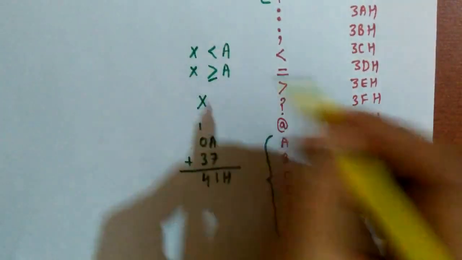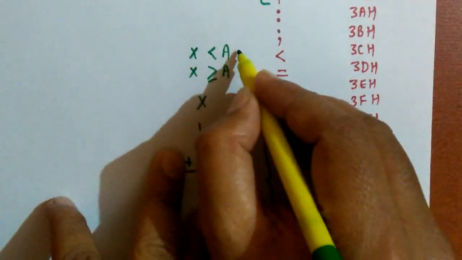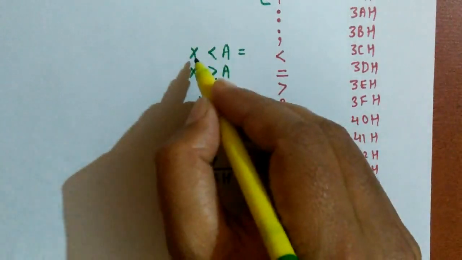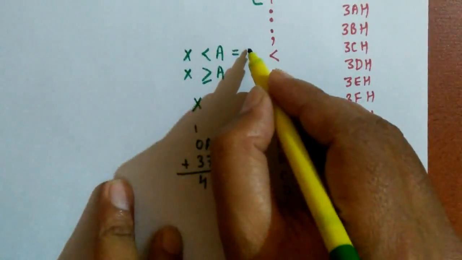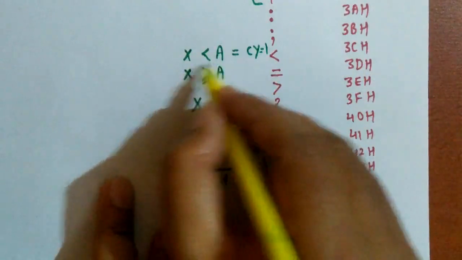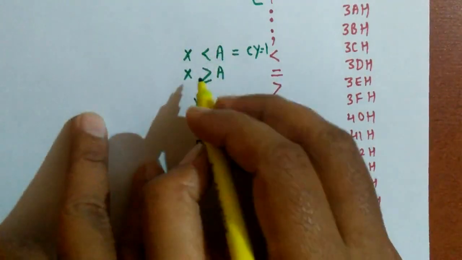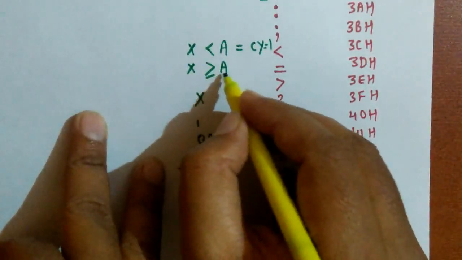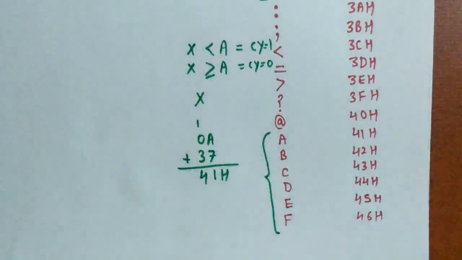For the case when X is less than A, for example assume X is 8, obviously 8 will be less than A, and if X is less than A, that means we will get a carry. So carry will be 1 when the number provided is less than A. And in the second case, when the number given is greater than or equal to A, carry will be 0.